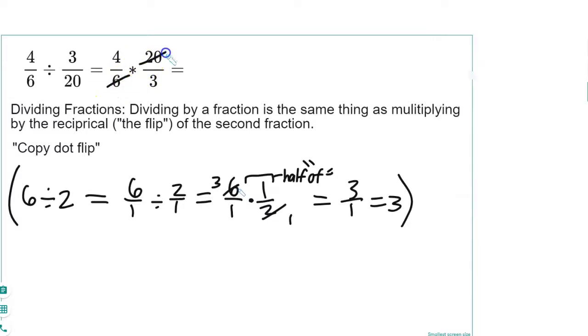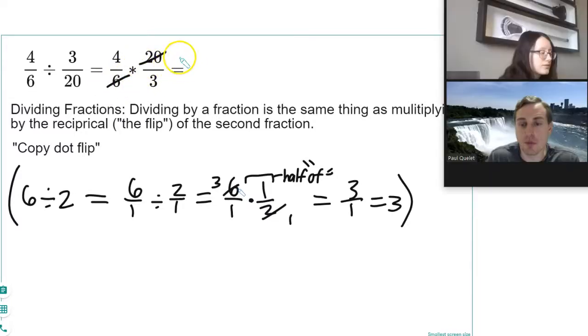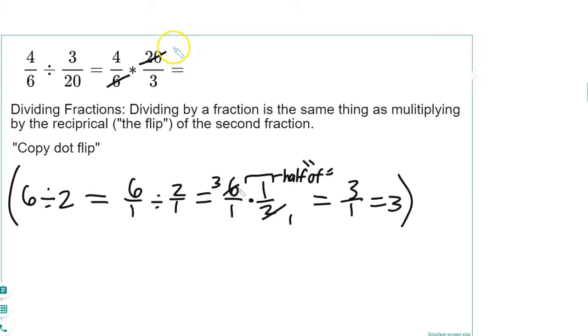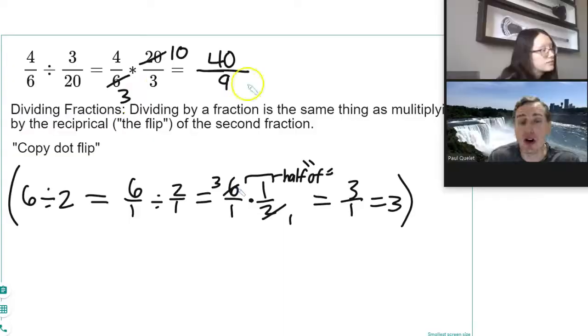I think there's only one simplification we can make. 6 and 20 have a common factor. What common factor is that? They're both even, so what? Yeah, 2. So this would be 10. 6 divided by 2 gives what? 3. So I think we're going to have 4 times 10, which is 40, over 3 times 3, which is 9. Now, believe it or not, even though those are relatively large numbers, I think we're done.